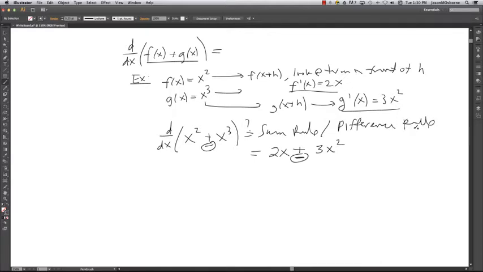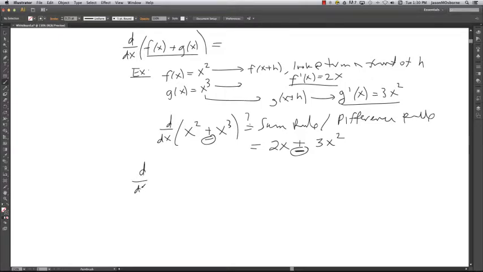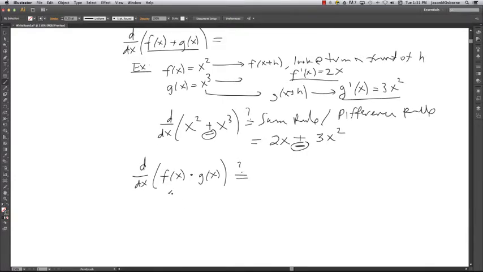All right. So the question becomes a little bit more interesting if you say, what is the derivative with respect to x of f of x multiplied by g of x? Okay. The question is, what will that be? So if f of x is equal to x squared and g of x is equal to x cubed, you know f prime of x is 2x. You know g prime of x is equal to 3x squared.